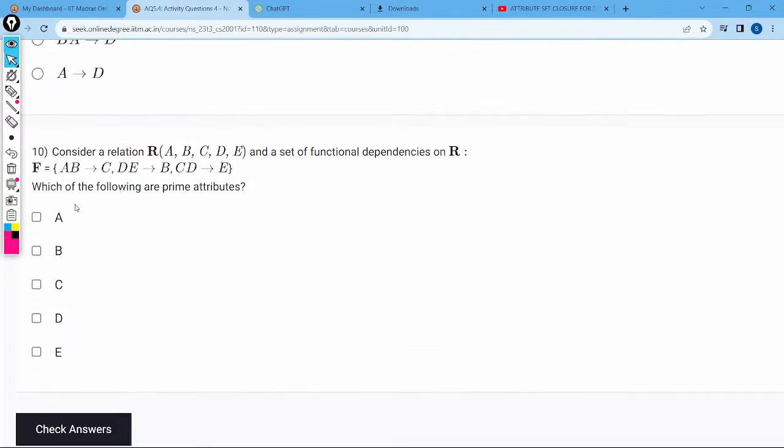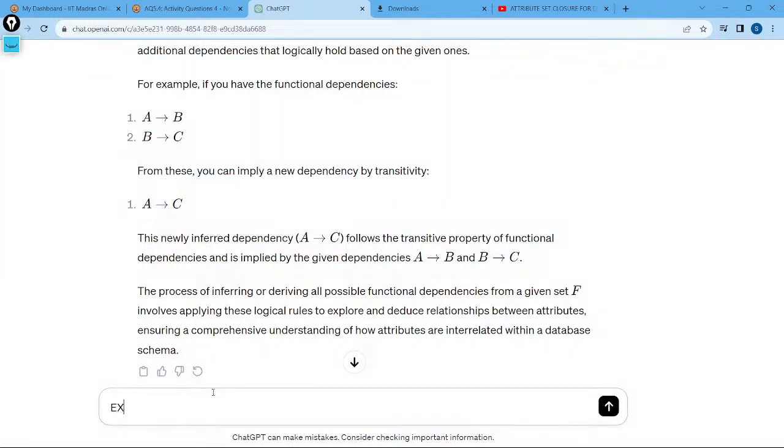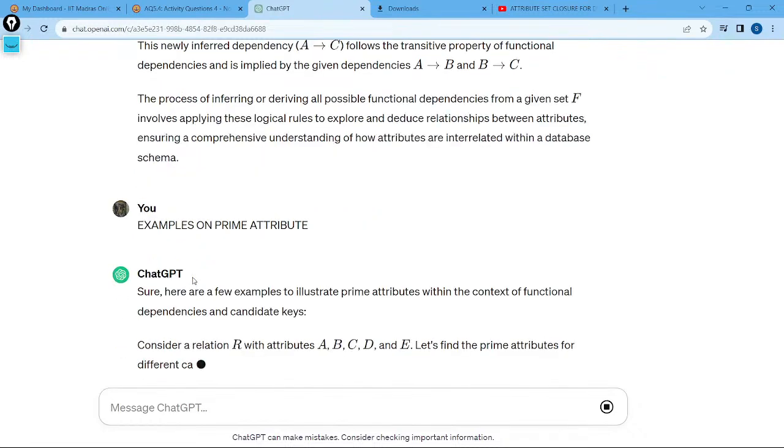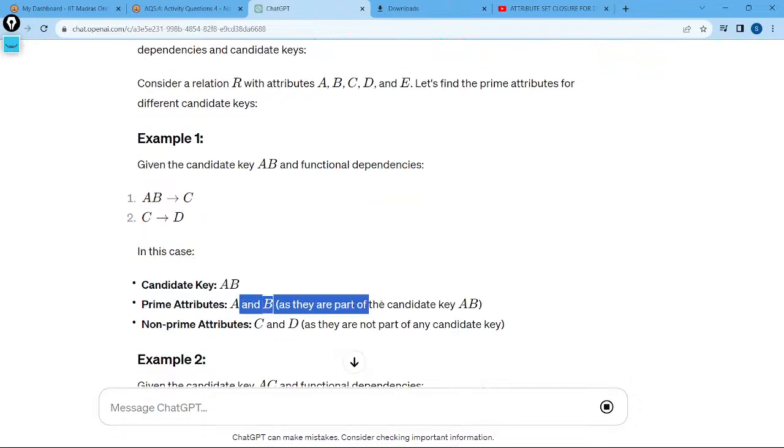Consider the relation with the following FD dependency set. Which of the following are prime attributes? Let's check what are prime attributes. GPT Baba, tell us examples on prime attributes. Okay, so prime attribute is something that is a part of candidate key, composite candidate key.